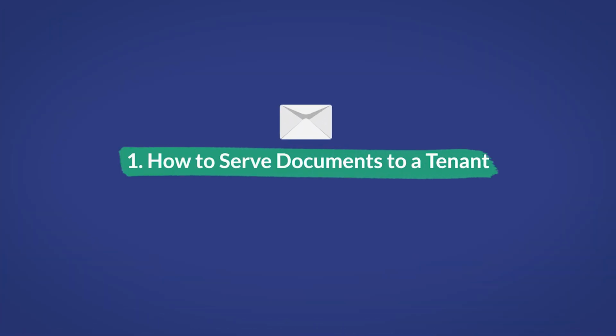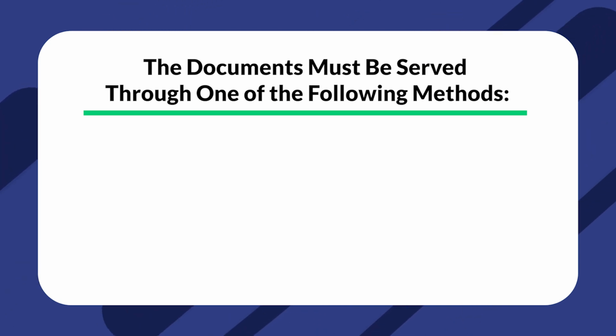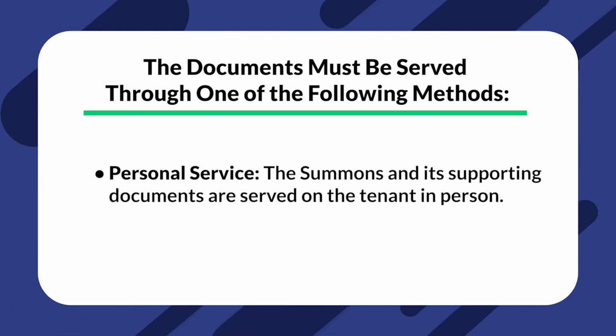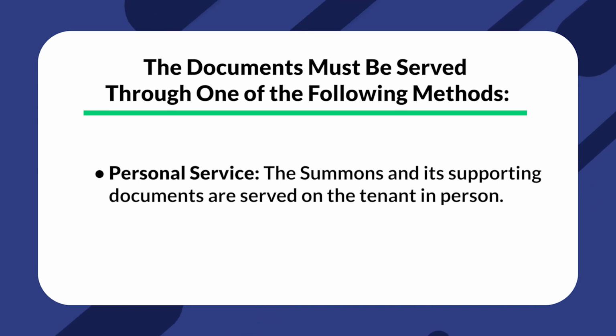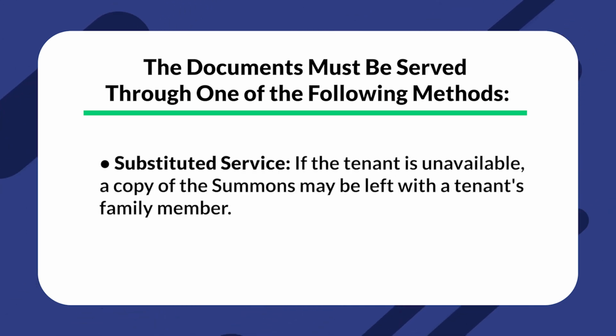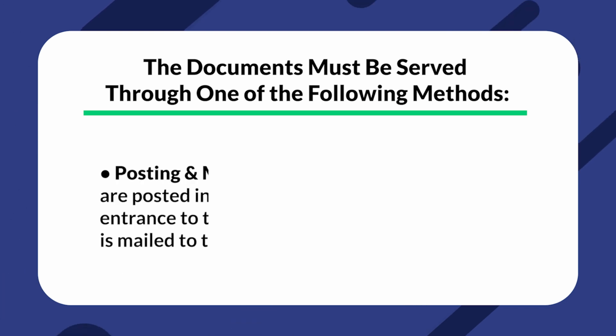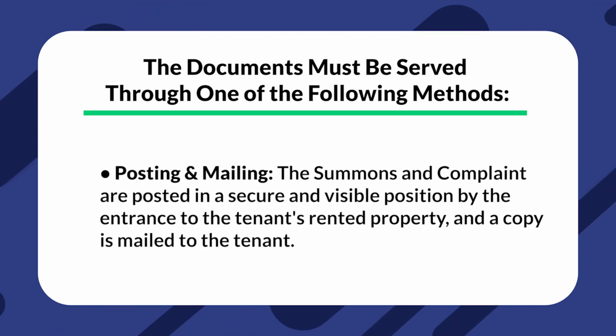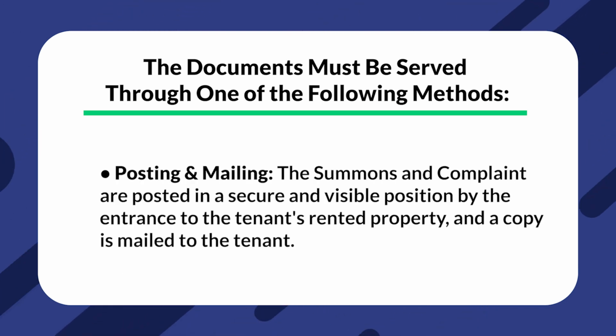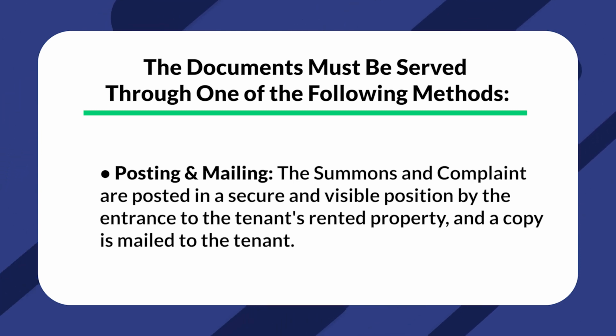Number 1, how to serve documents to a tenant. The documents must be served through one of the following methods. Personal service: the summons and its supporting documents are served on the tenant in person. Substituted service: if the tenant is unavailable, a copy of the summons may be left with a tenant's family member. Posting and mailing: the summons and complaint are posted in a secure and visible position by the entrance to the tenant's rented property, and another copy is mailed to the tenant.